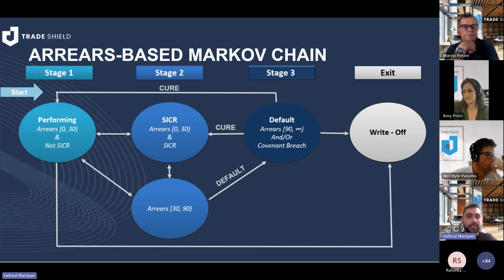Then we have stage 2. Stage 2 includes arrears. So they're in arrears 0 to 30 days, but they are also in a SICR state. This is a situation where they're performing in your book, so they're within terms or slightly over in your book.